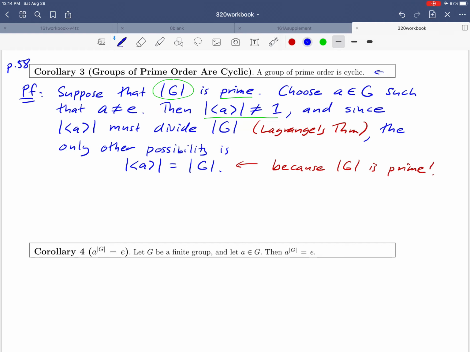Okay, but notice what we've shown here. We've shown that this subgroup, the cyclic subgroup generated by a, has the same number of elements as the entire group. The only possibility then is that this number a is a generator for G. Okay, so G has to be equal to the subgroup generated by a, and by definition, that means that G is cyclic. Okay, and we are done.